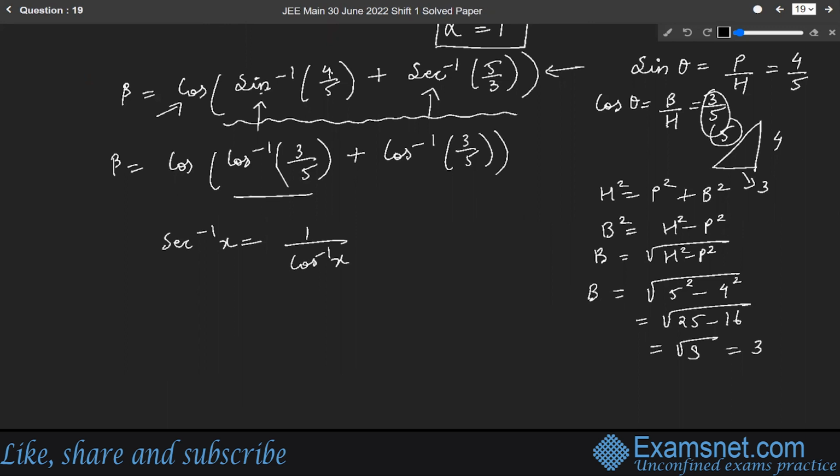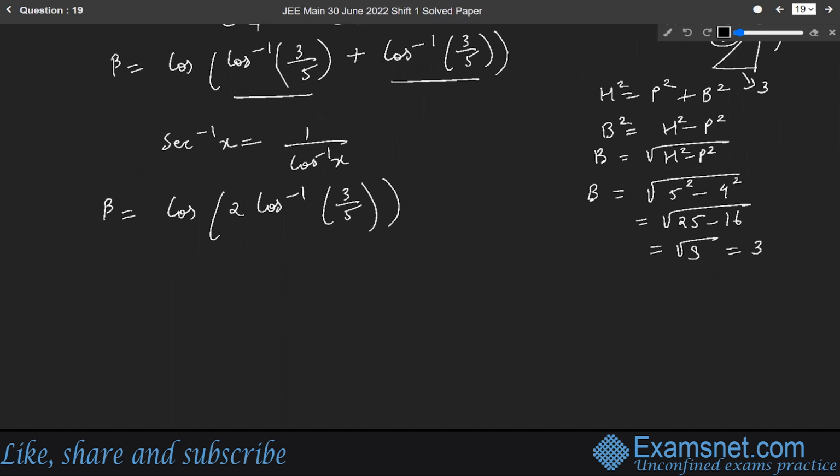Cos inverse 3 by 5 plus cos inverse 3 by 5 is 2 cos inverse 3 by 5. So we have beta is equal to cos of 2 cos inverse 3 by 5. Again, we have to use a formula here, for 2 cos inverse x, because you can see that this value is in the form of 2 cos inverse x. Do you know the formula for 2 cos inverse x? 2 cos inverse x is equal to cos inverse of 2x square minus 1.